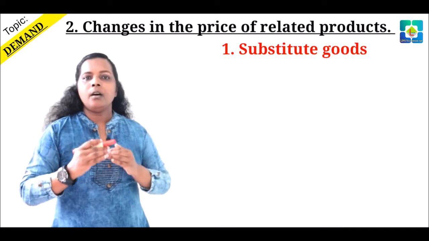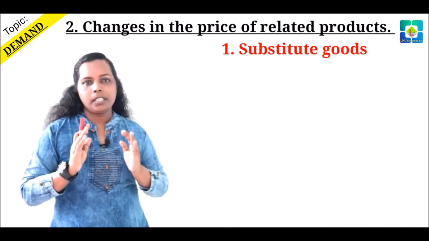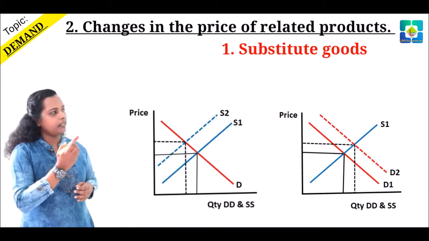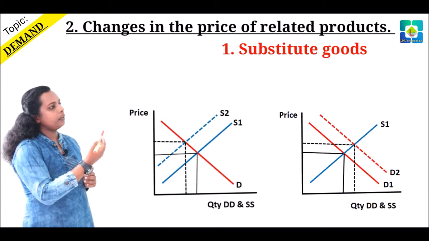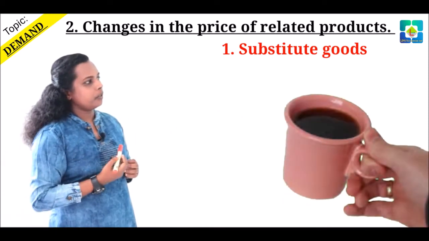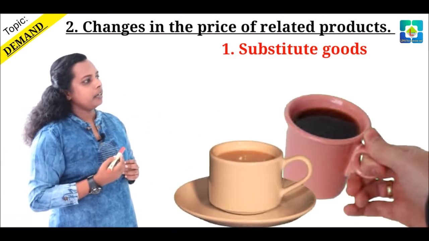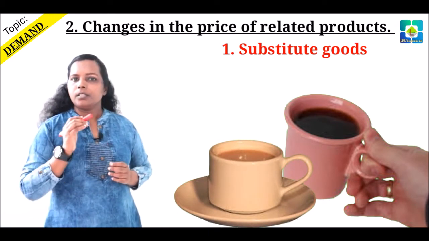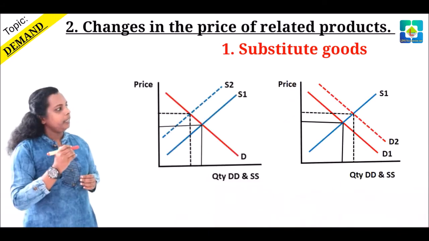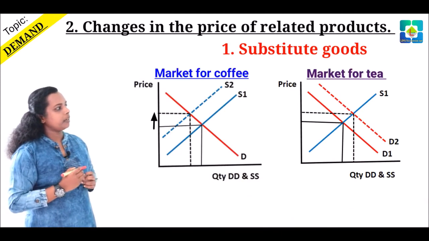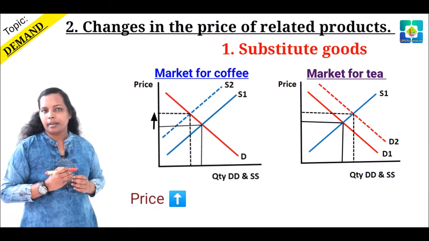Let's check how changes in the price of substitute goods will affect demand for a product. Please check the diagram here. The markets for two products are displayed. The first one is the market for coffee, and the other one is the market for tea. We know tea and coffee are substitutes for each other. Here we can see the price of coffee increases in the market. What will happen to the market?